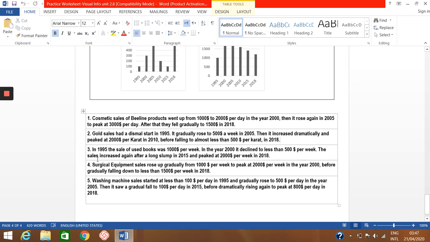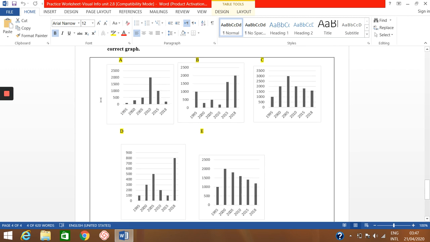Okay, let's move to the third one. In 1995, the sale of used books was 100,000 per week. In the year 2000, it declined to less than 500. So you can use this as a clue at the beginning. It declined means it went down. So let's look at the year 2000 where the graph goes down. Of course, now we can exclude C and A, and we have to concentrate on the three here. So we said in the year 2000, it went down.